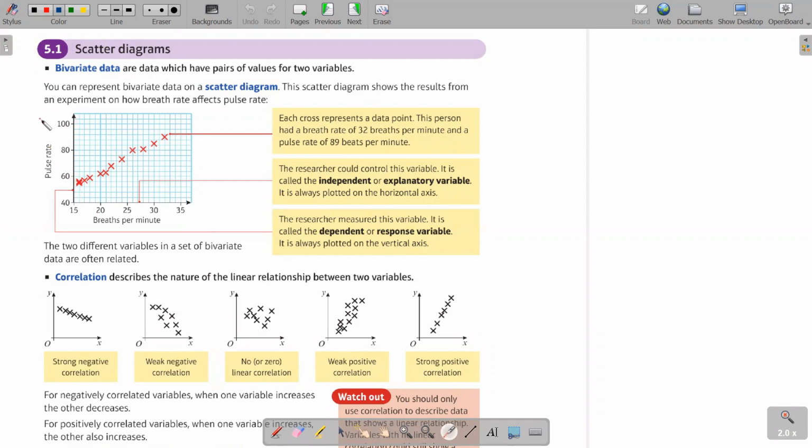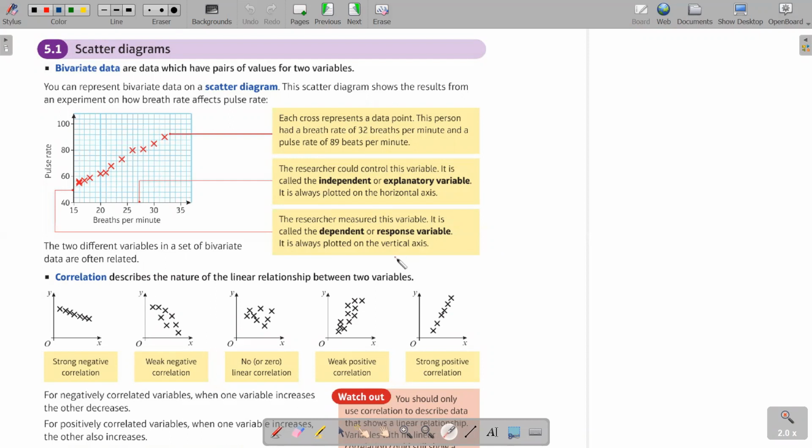So the pulse rate is like the response. We say that is the response according to these particular breaths per minute. What is the response for 20 breaths per minute? For 25 breaths per minute? For 30 breaths per minute? Do you get it? The pulse rate is the one that the researcher measured. So it is called the dependent or the response variable.